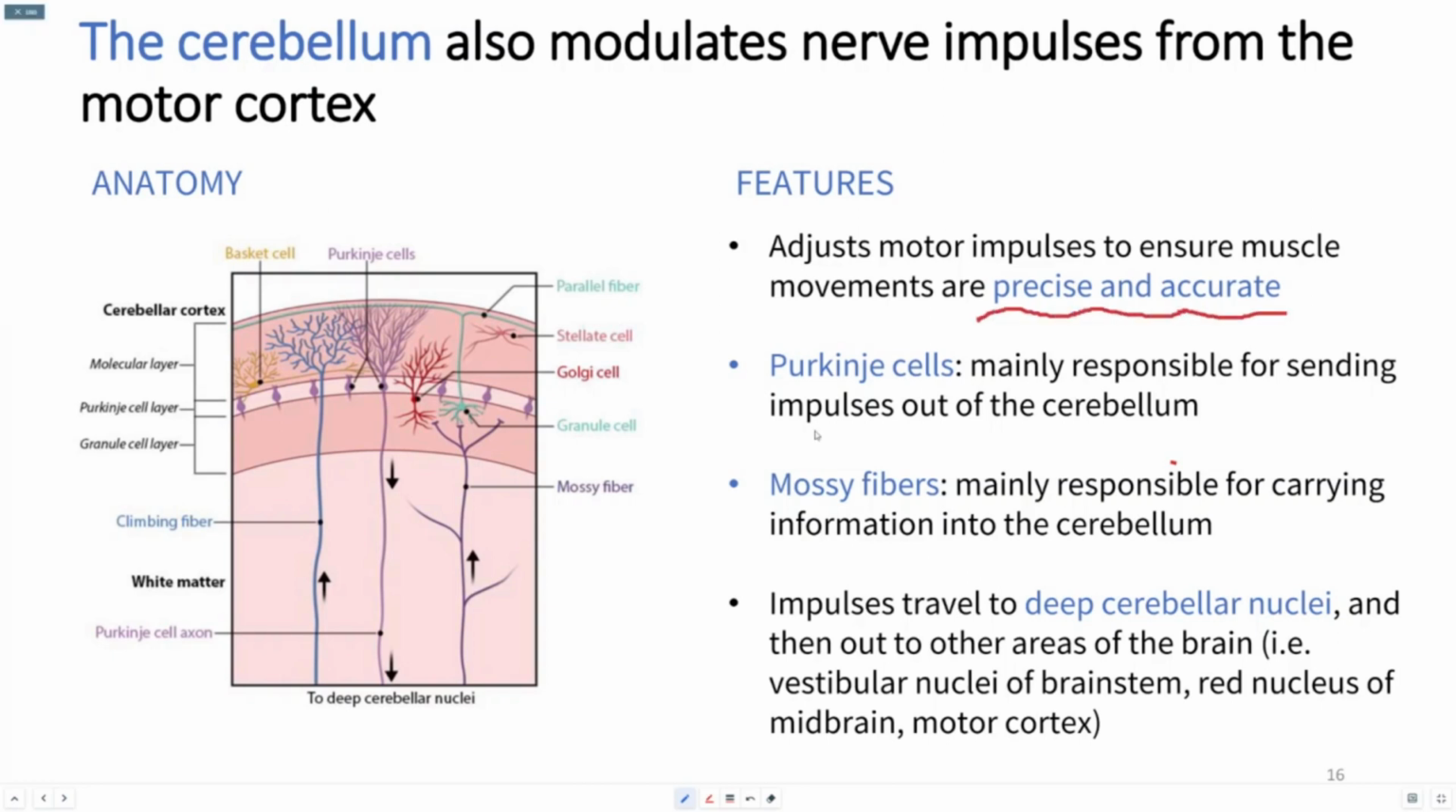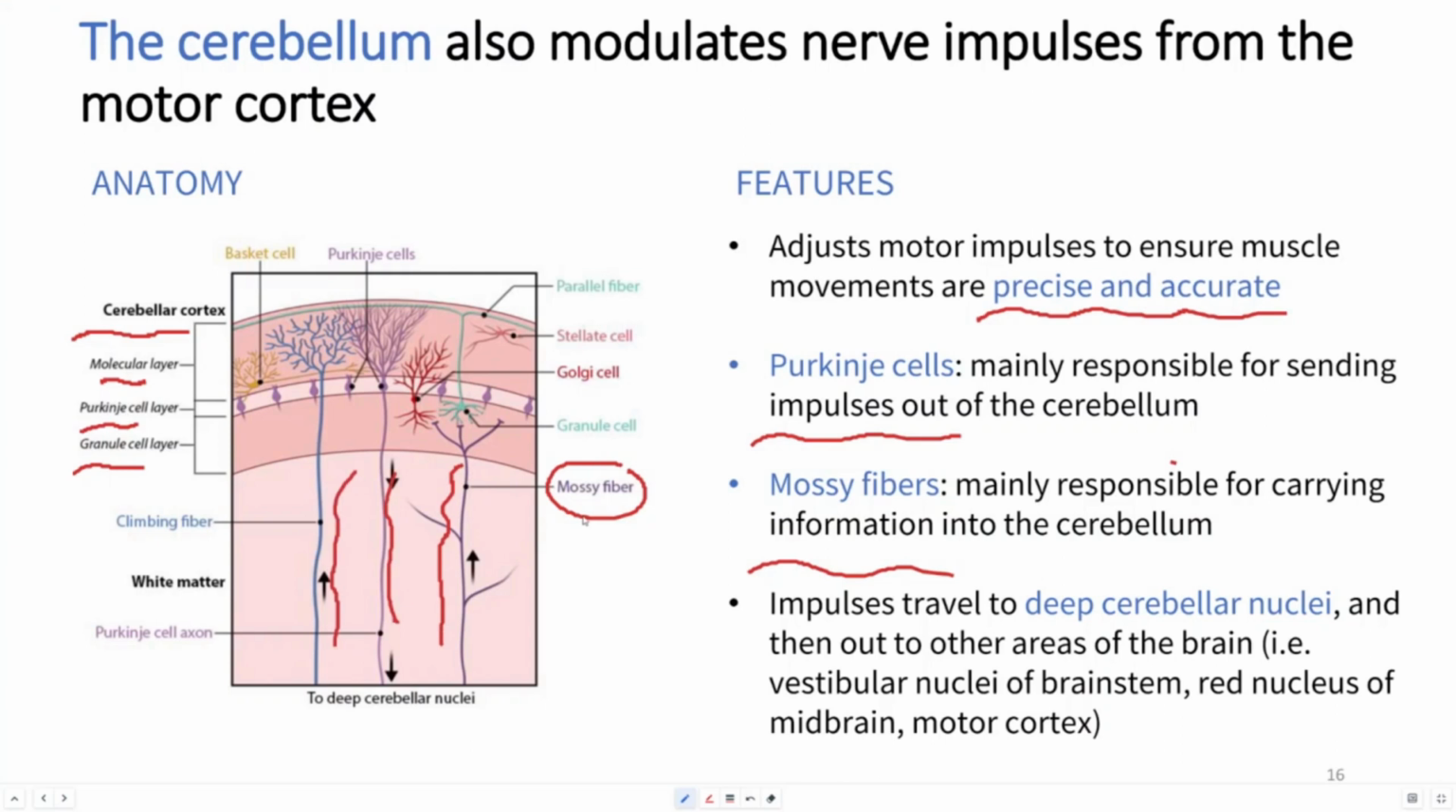The cells located in here are called Purkinje cells. These are mainly responsible for impulses out of the cerebellum. There's also mossy fibers that are responsible for carrying information through the cerebellum. On the left, you can see the layering of different cell types. So we have the cerebellar cortex on the outside, the molecular layer, the Purkinje cell layer, and the granule layer. The mossy fibers are located on the deepest side, and they're important for carrying signals around. Some of these neurons that you see here are the longest neurons inside the brain.